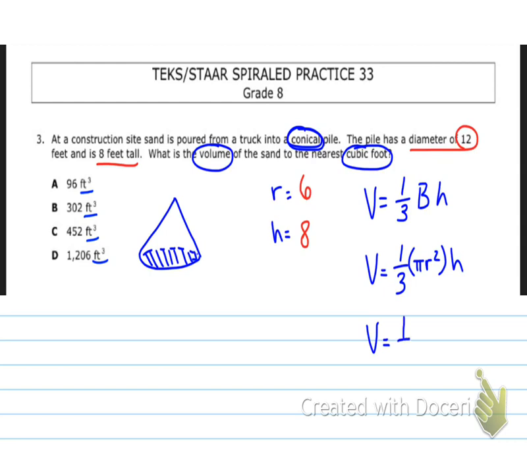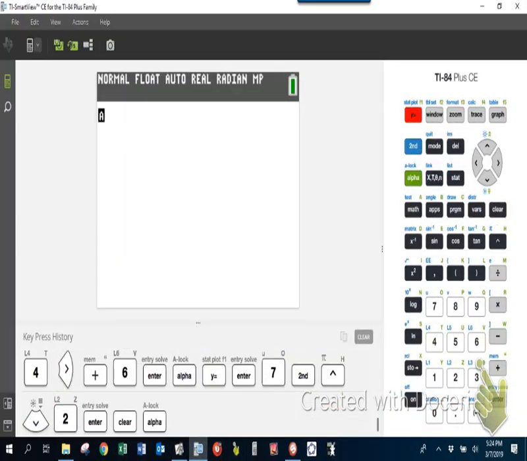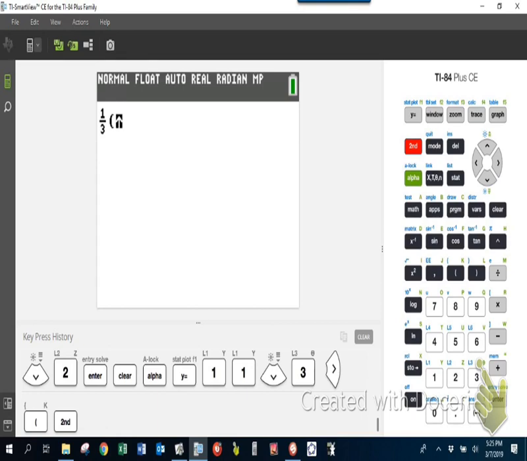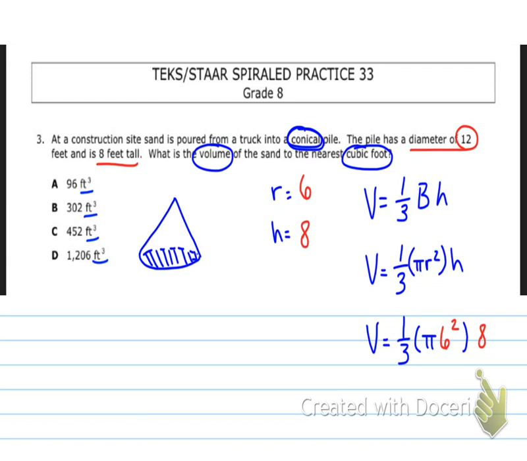So just plug it in. What's 1/3 pi 6 squared times the height of 8? And there shouldn't be anything else to it. If you go ahead and type that in, let's go ahead and do that. Let's do 1/3 pi 6 squared and then times 8. And I end up with 301. So I'm looking for an answer really close to 301, and that answer does come out. I'm going to go with B.